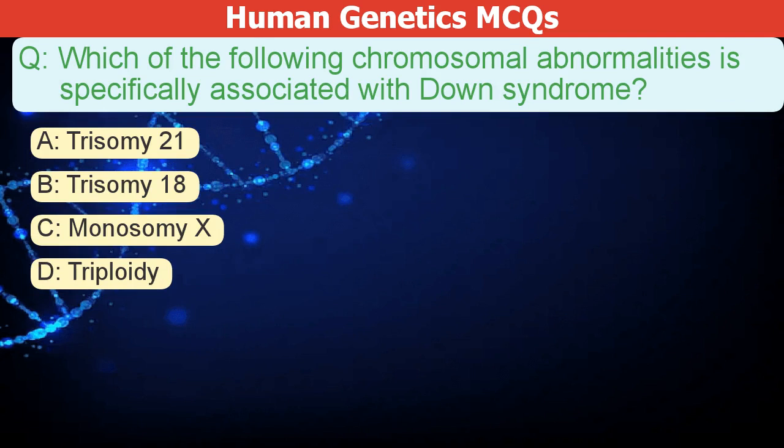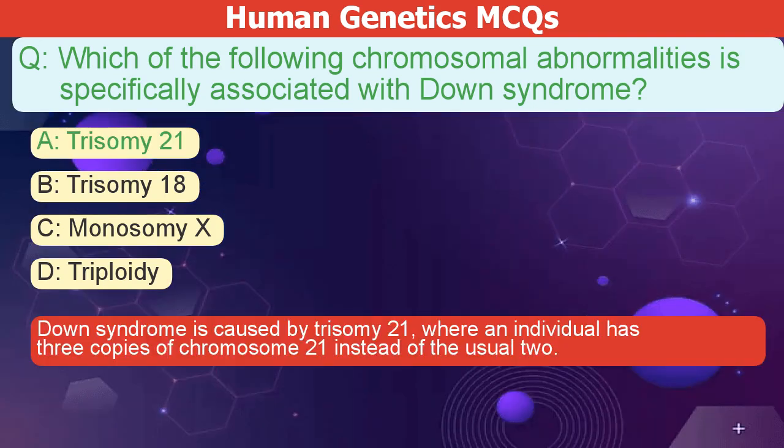Which of the following chromosomal abnormalities is specifically associated with Down syndrome? A. Trisomy 21. B. Trisomy 18. C. Monosomy X. D. Triploidy. The correct answer is A. Down syndrome is caused by trisomy 21, where an individual has 3 copies of chromosome 21 instead of the usual 2.